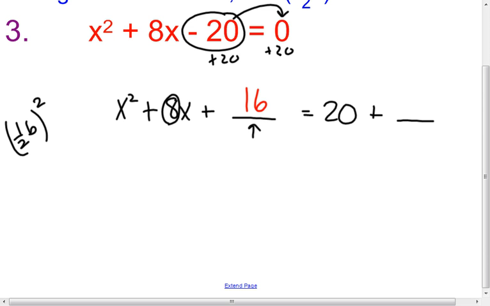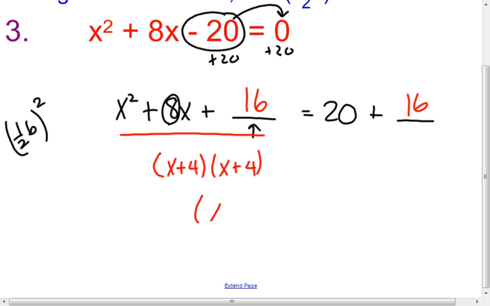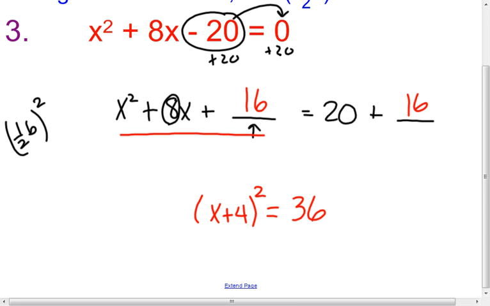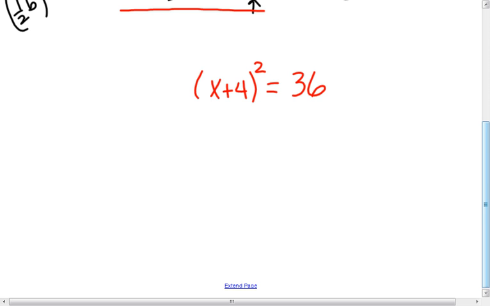Now, if I add something to the left side, I have to add something to the right side to keep that equation balanced. If I try to factor what's over here, you can see that it will factor as (x + 4)(x + 4), which happens to be (x + 4) squared. Which is fabulous. I don't even need this step in here. You'll figure out a shortcut in a minute. Then 20 plus 16 is 36, which is great. And now I'm at the point where I was before.